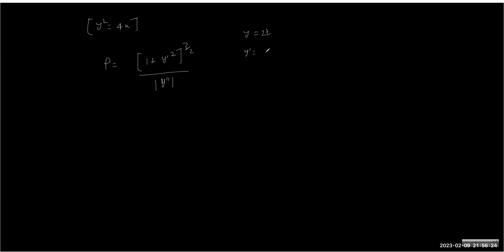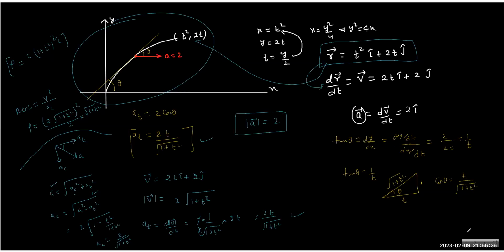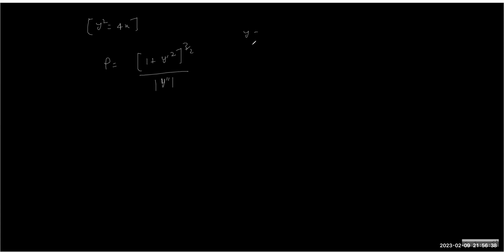So what is y dash? No, this is not this. We have to find the equation of path, which is y square equals to 4x. So what is y dash? 2y dy by dx is 4. So y dash is actually 2 by y. And what is y double dash? Minus 2 by y square, right? Yes.